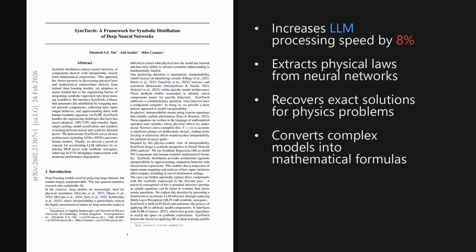Wrapping up, the main takeaway is that SymTorch makes symbolic distillation practical by automating the heavy engineering work. It allows researchers to swap black box layers for clean equations, offering a powerful way to accelerate large models and uncover the physical laws hidden inside them.